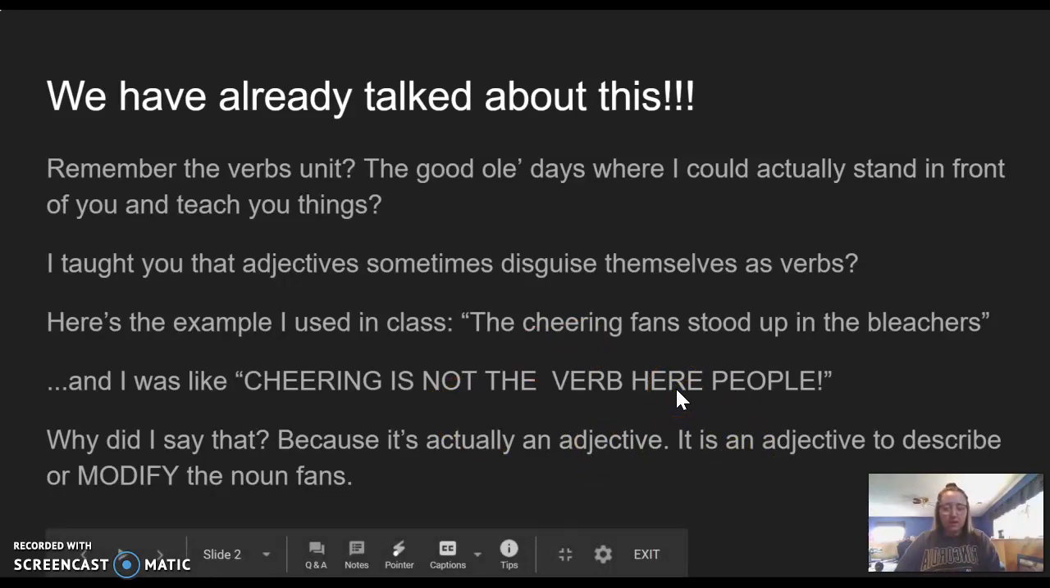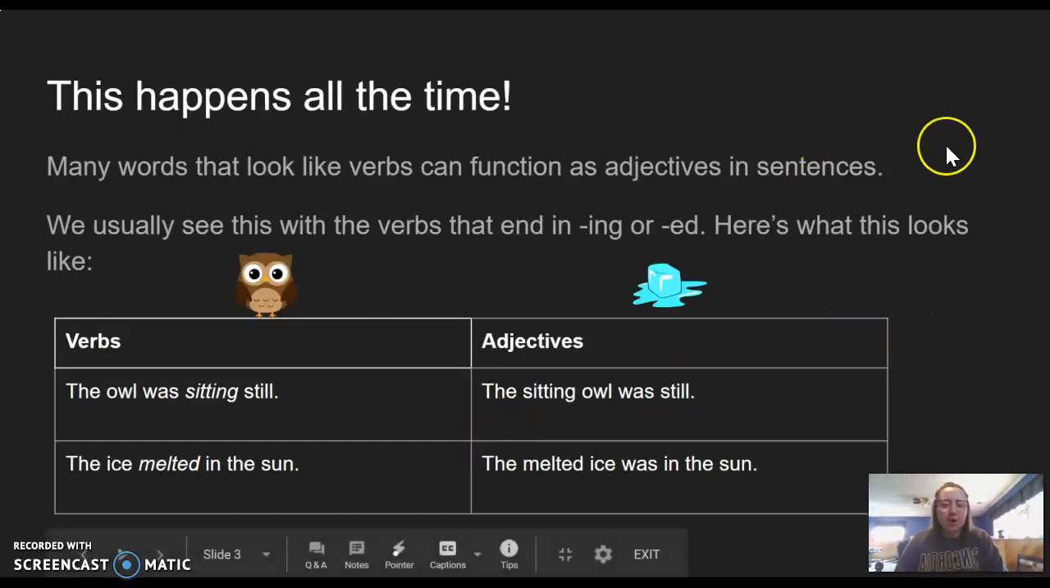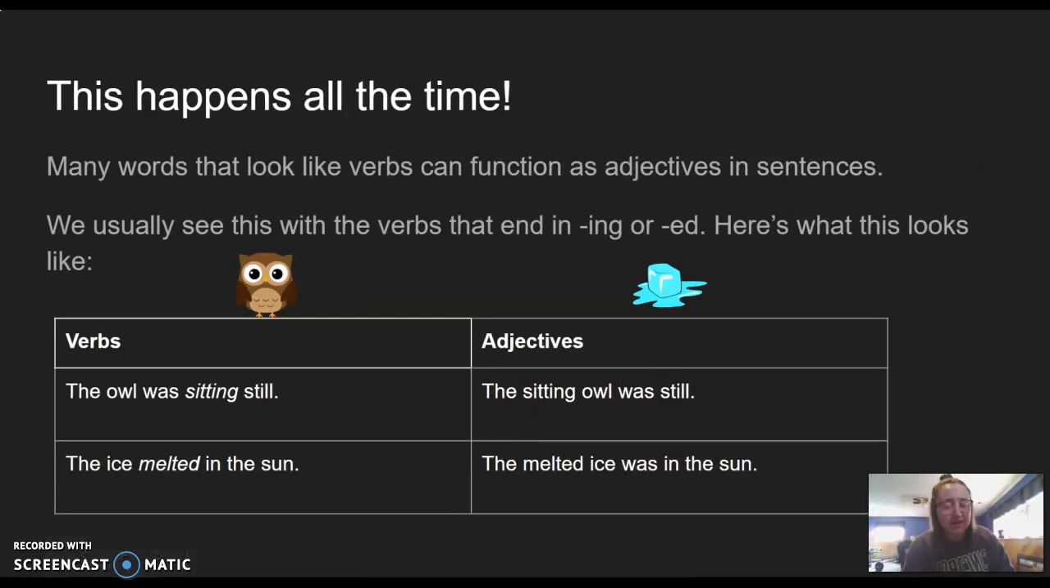An adjective is used to describe or modify nouns. So in this sentence, the adjective cheering is modifying the noun fans, kind of giving us a better, more specific visual of what these fans are looking like as they are standing up in the bleachers. And this happens all the time with verbs. So many words that look like verbs can function as adjectives in sentences. So we usually see this with verbs that end in ing or ed, and this is what this looks like.